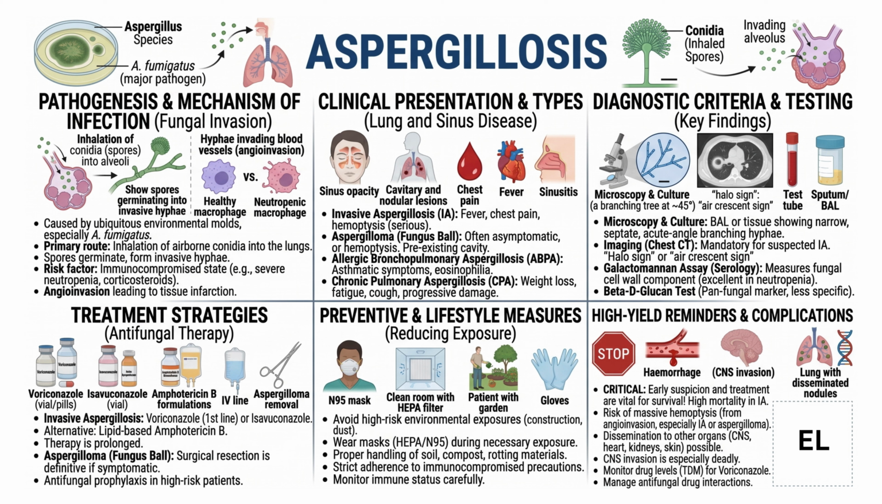In a healthy individual, the immune system, especially alveolar macrophages and neutrophils, quickly destroys these spores. However, in individuals with weakened immunity, particularly those with neutropenia, prolonged corticosteroid use, or other immunocompromised states, the spores are not cleared effectively. Instead, they begin to germinate into hyphae, which are long, branching fungal filaments. These hyphae can invade surrounding tissues and, importantly, they can invade blood vessels, a process known as angioinvasion. Angioinvasion leads to tissue infarction, necrosis, and even hemorrhage, making invasive aspergillosis a highly dangerous condition.